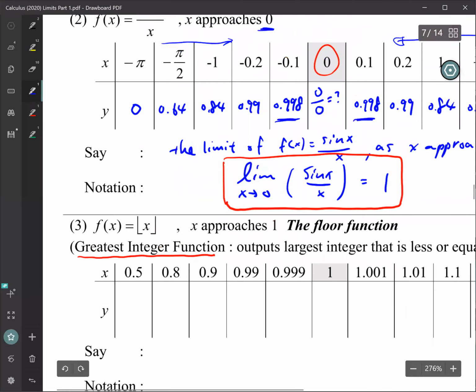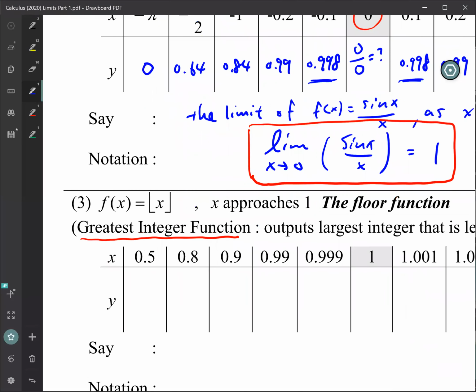So this symbol here is not absolute value. You see there's a little hook down here at the bottom. That's why it's called a floor function. There's also a ceiling function, with the hook at the top, going the opposite way.